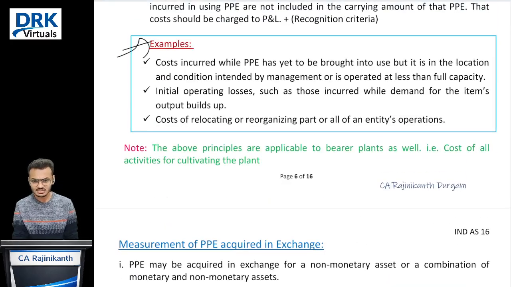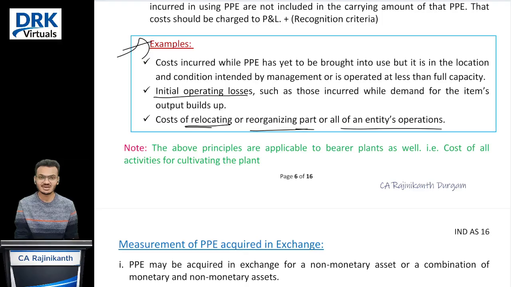These are the examples. See here, initial operating losses. Today only we inaugurated our factory, let's assume. Initially, we are going to incur operating losses, correct? So those operating losses we should not capitalize. We should charge them to profit and loss account. Cost of relocation or reorganizing part or any of the operation, that also we should not capitalize. And this one we have already discussed. Any further cost incurred after our machine or our PPE is in the intended location and condition, that cost should not be capitalized. That cost should be charged to profit and loss account, right?